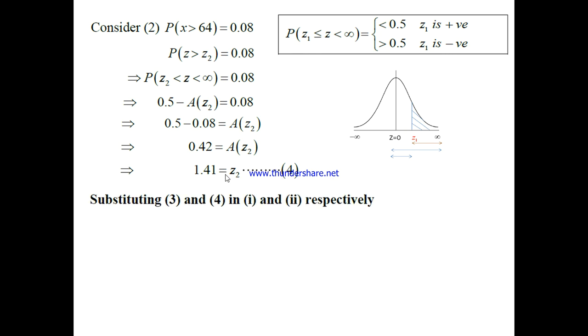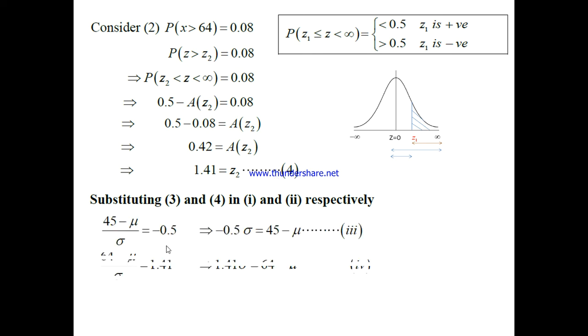And now by substituting the value of Z1 and Z2 in equation 1 and 2, we'll get two equations in terms of mu and sigma. And now by solving these two equations, we can get the values for mu and sigma as approximately 50 and 10. Thank you.